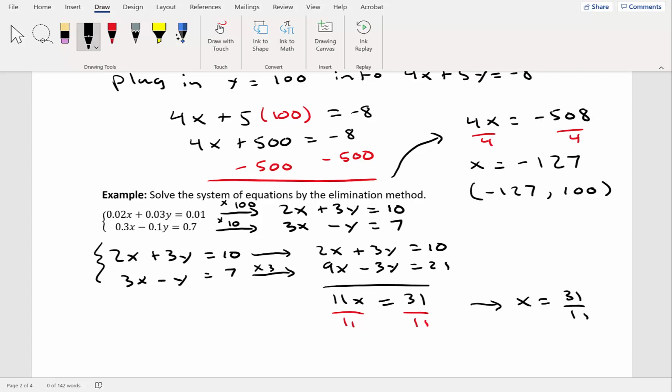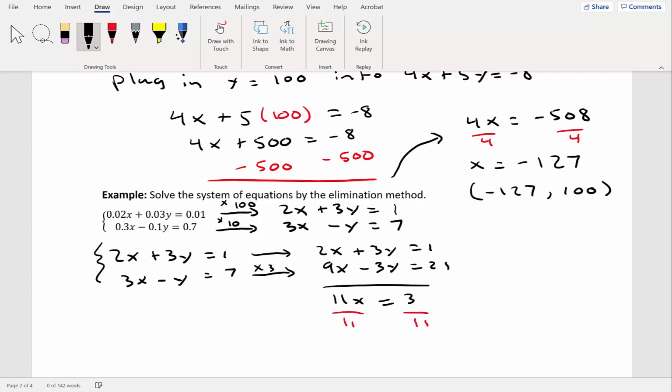Okay, so let me just double check, make sure I did this correctly. I actually made a mistake right here. This should have been a 1. So 100 times 0.01 gives us 1. So let me go ahead and make these necessary changes over here.